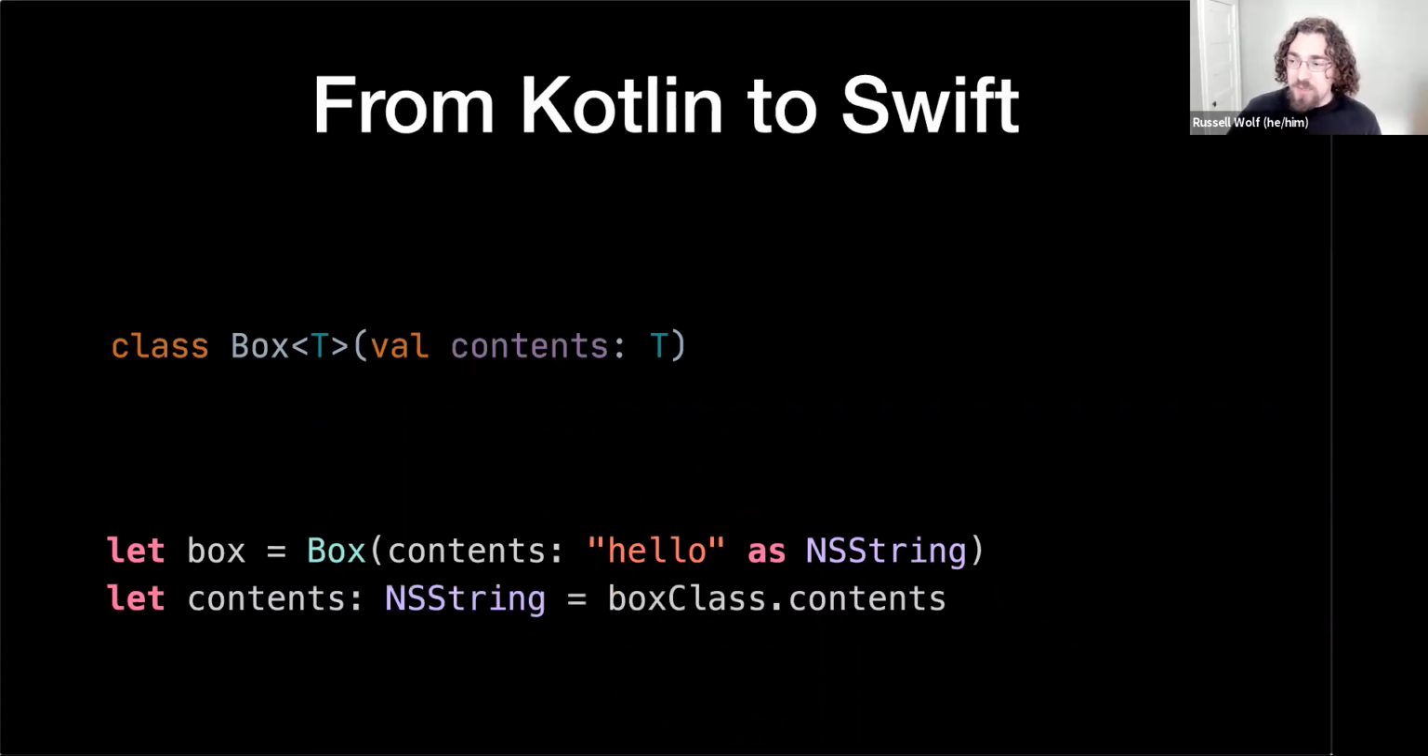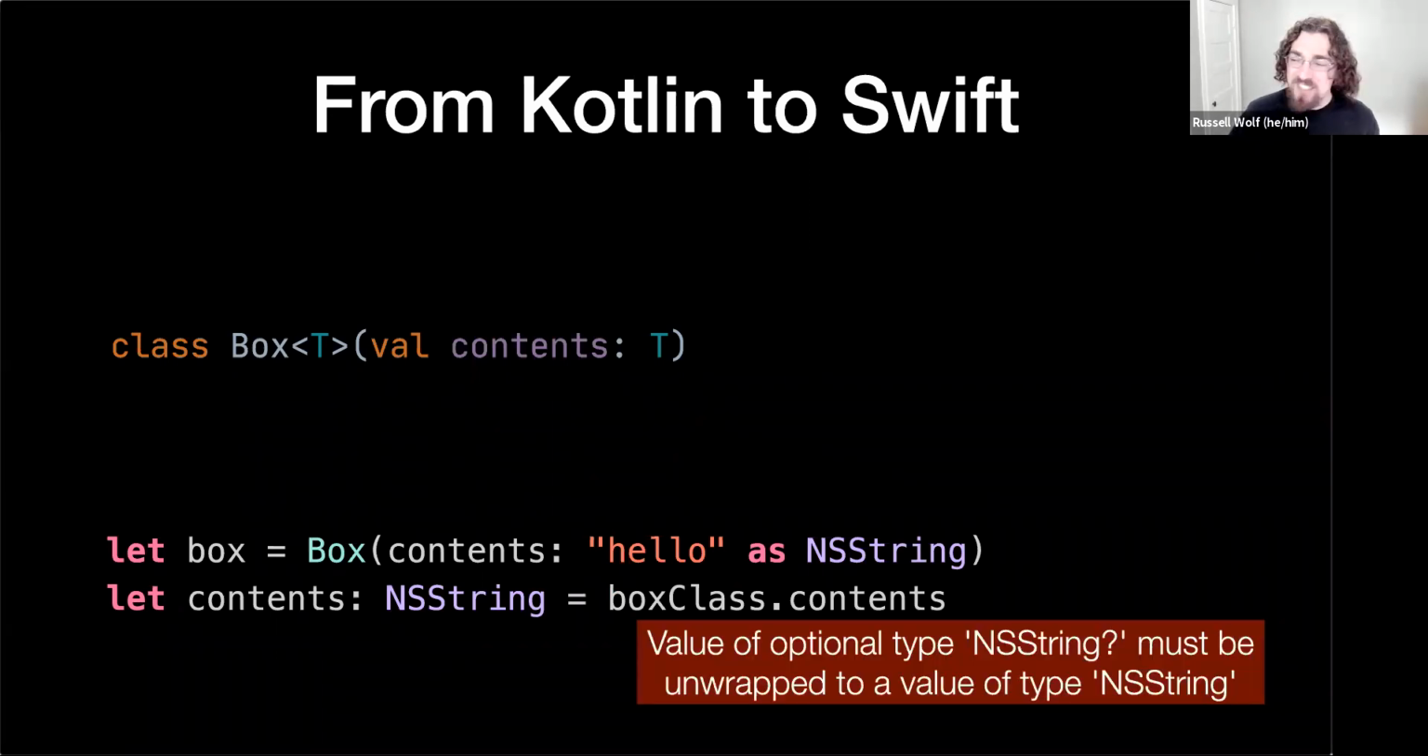But okay, so that's nice. We have to do a little bit of that, but now we can read the contents out, right? But it turns out no, we still can't. Another subtlety of the generics bridging is that Objective-C sees that T type parameter, and it's unbounded. So it could be nullable or it could not be.